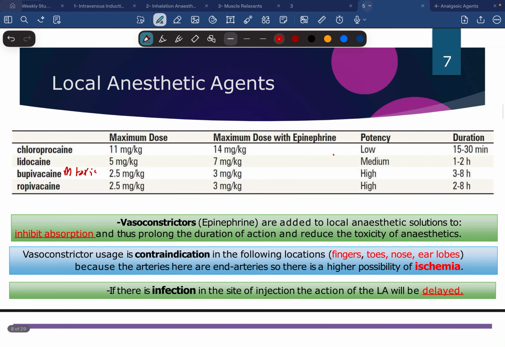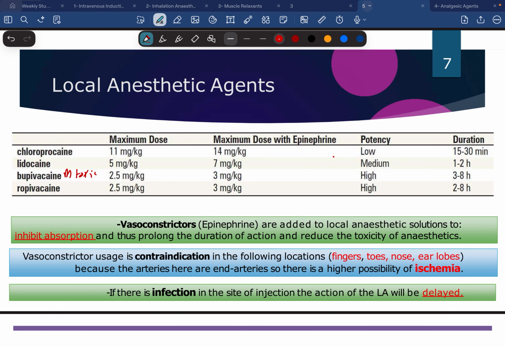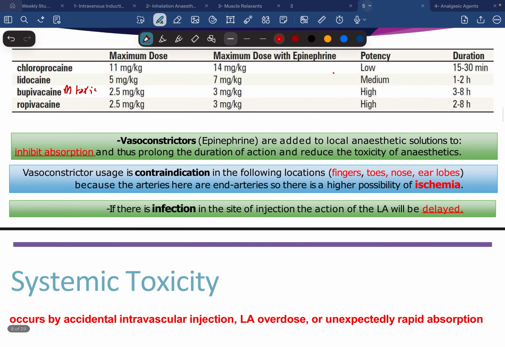The tissue will be acidotic. So most of the local anesthetic will be in the ionized form, so it won't be able to cross any of the cell membranes, so it won't work. Or it is delayed.